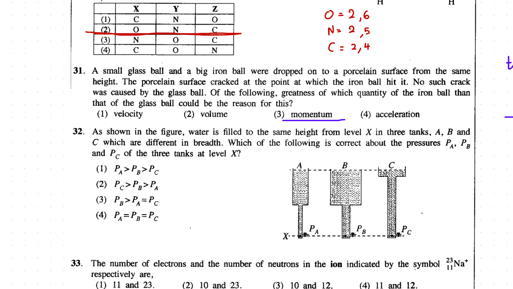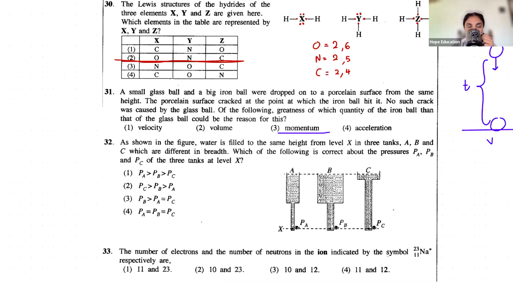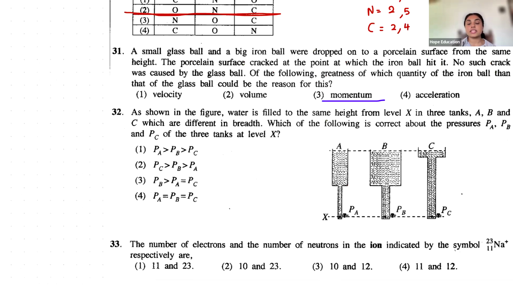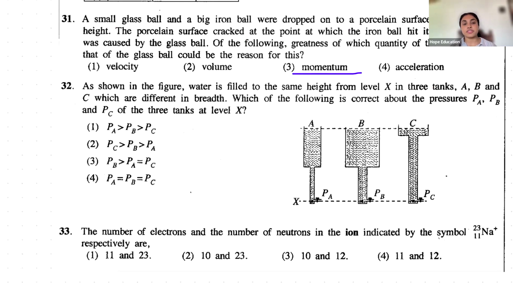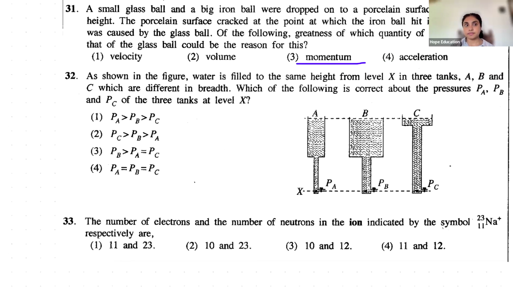Okay, let's move on. 32. Up to this point, do you all have any questions or is everything clear? All clear up to this point? Okay. 32. As shown in the figure, water is filled to the same height from level X in 3 tanks A, B, C, which are different in breadth. Water is what is there. What can you say about the pressure at A, pressure at B, and pressure at C? What is the correct answer here?